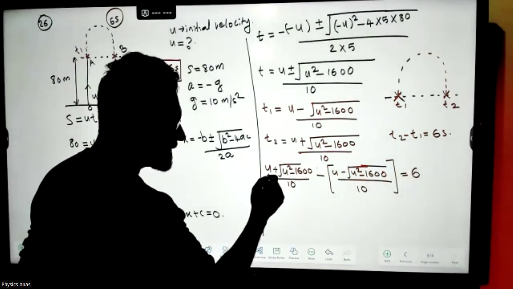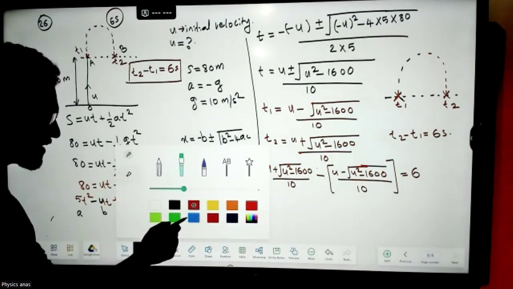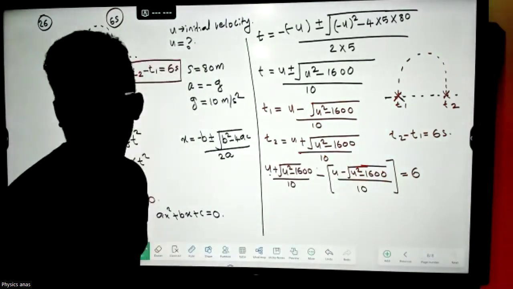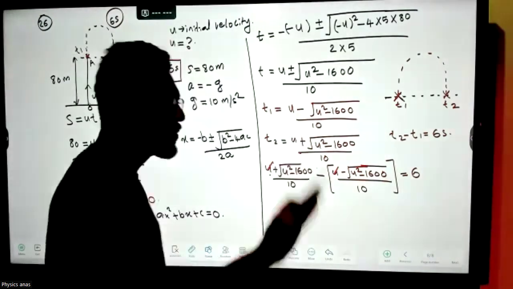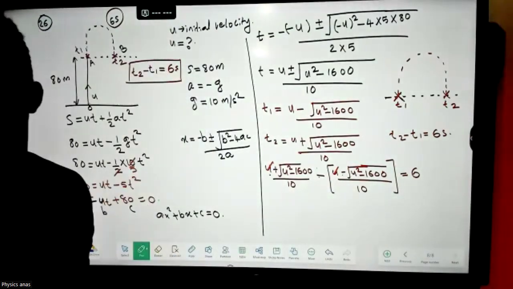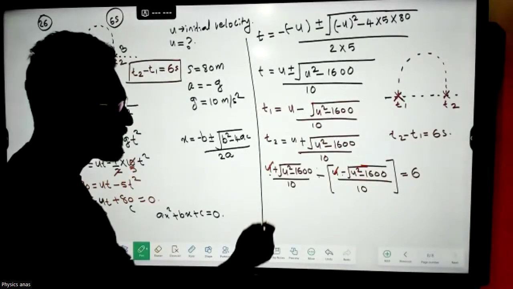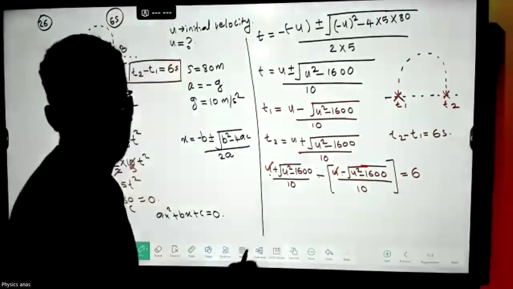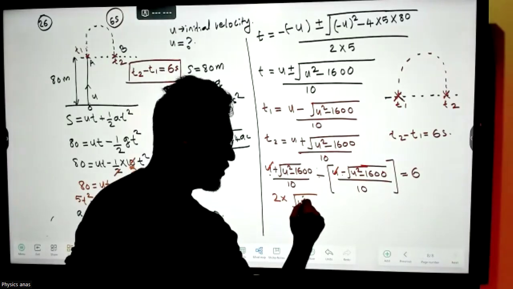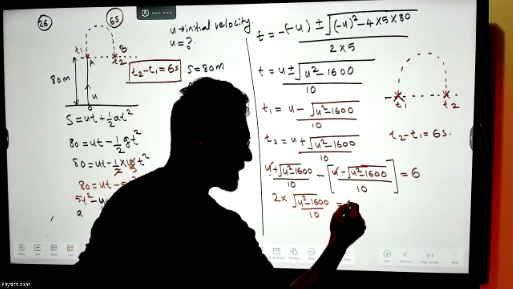Then what is this? There is a U, and you can see another minus U here. So that will be gone. U is gone. And this is minus, minus, so it will be plus, and it is the same value. So this plus the same one means 2 into this one. 2 into root of U square minus 1600 divided by 10 will be 6.